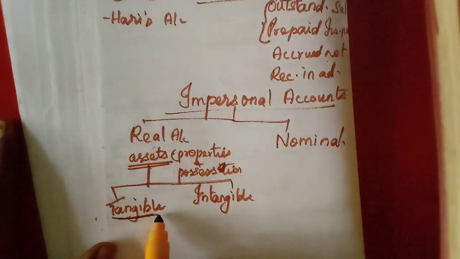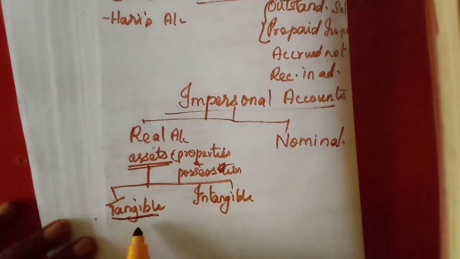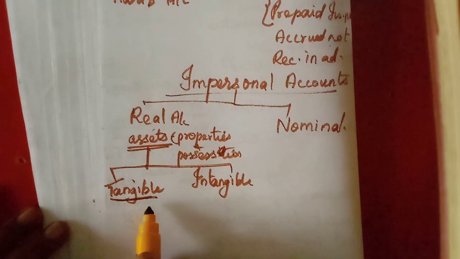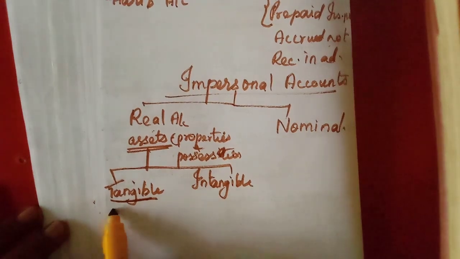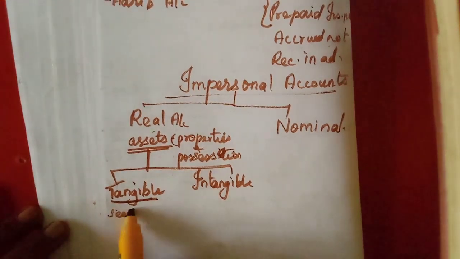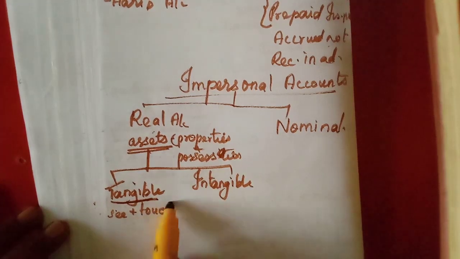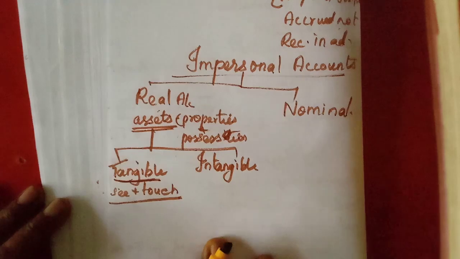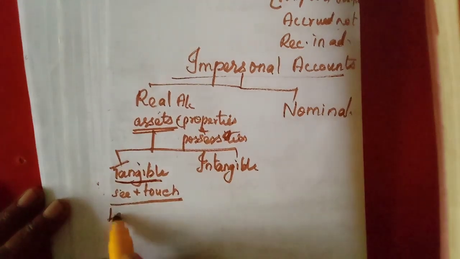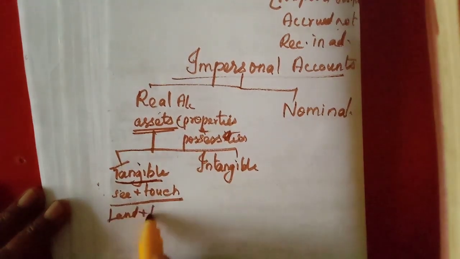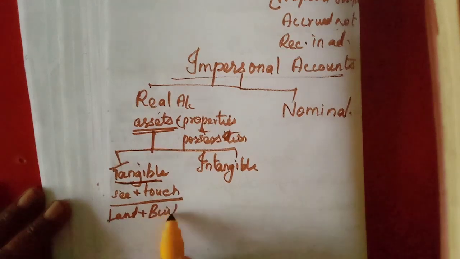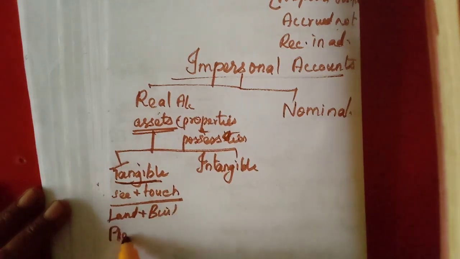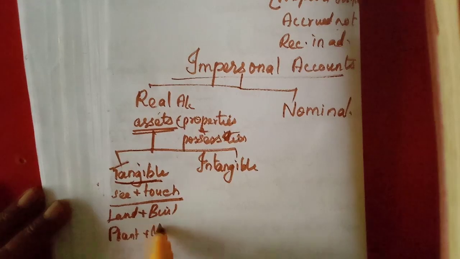Tangible real account means tangible assets, that means we can see and touch. What is the meaning of tangible? The assets that we can see and touch. For example, land and building, then plant and machinery. All these we can see and touch, isn't it?